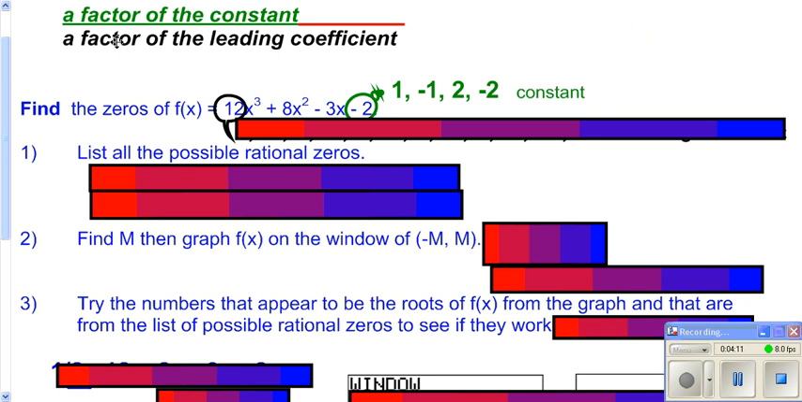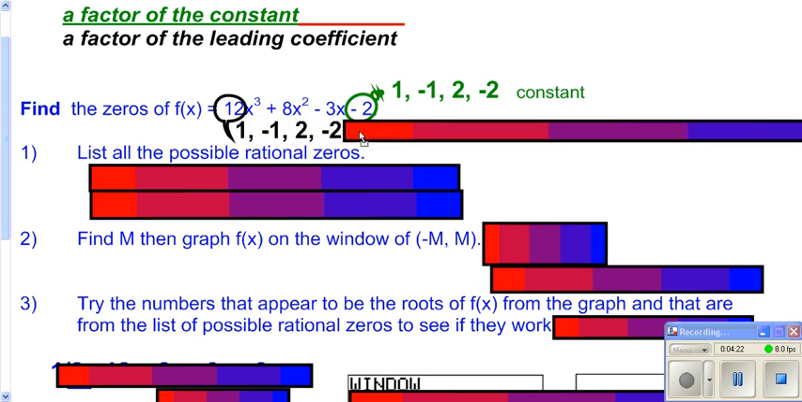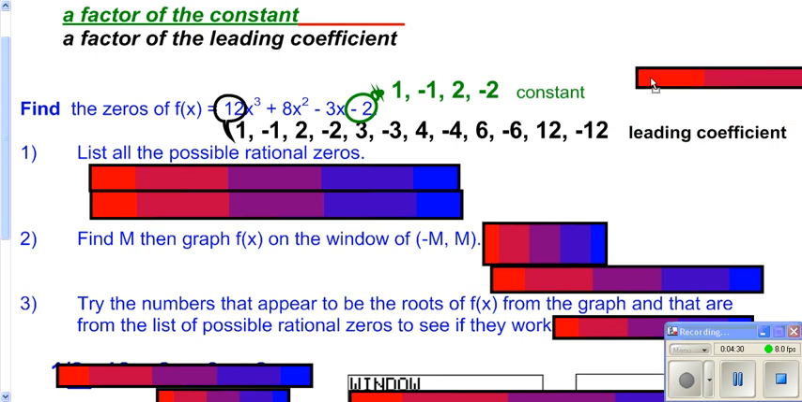Then we've got to put those over the factors of your leading coefficient. Your leading coefficient is the number in front of your term with the highest exponent. So you're going to have plus or minus 1, plus or minus 2, plus or minus 3, plus or minus 4, plus or minus 6, plus or minus 12. Those are the factors of your leading coefficient.